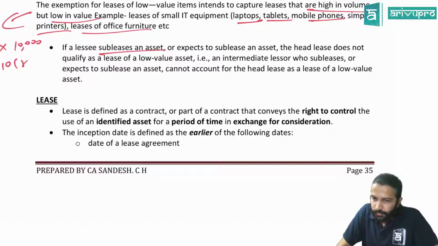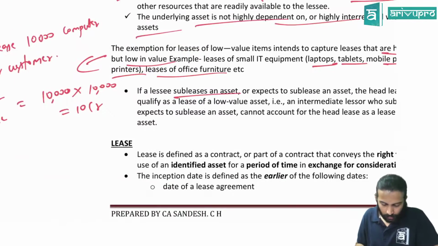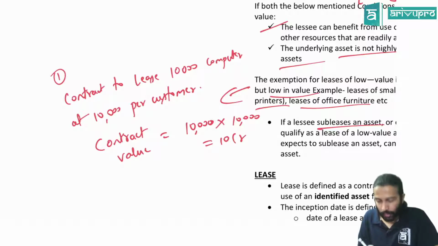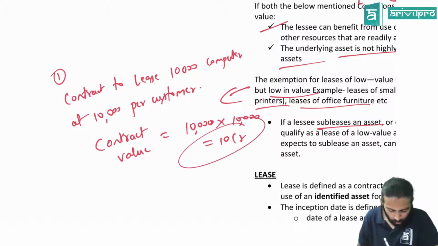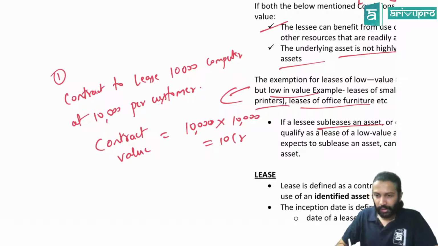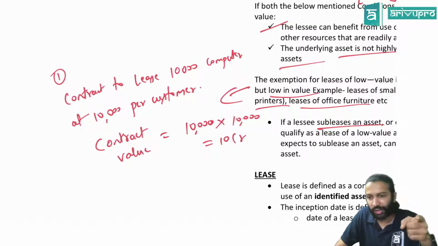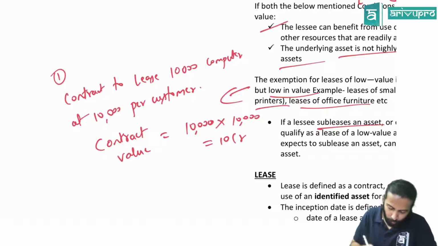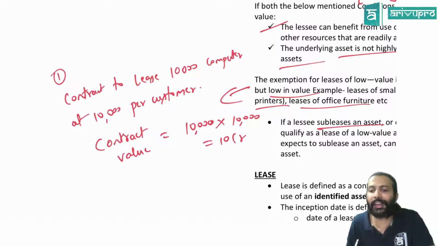Even if these 10,000 mobile phones are under one contract, we can assess on a one-on-one basis. Come again, sir? Yeah. This is one contract only. You have entered into one contract to lease 10,000 computers at 10,000 rupees per computer. Therefore, the value of this one contract is 10 crore. So for the LVA exemption, don't look at the contract as a whole. Within the contract, if you have many assets, you can go asset wise and figure out whether it is LVA or not. Because if you figure it out at contract value, it can never be an LVA.